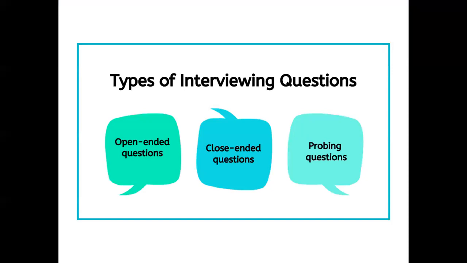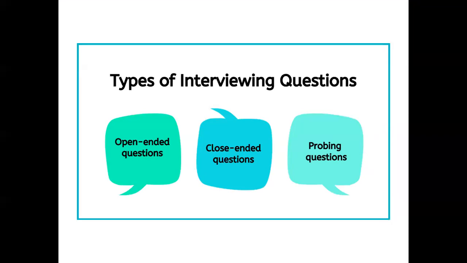Okay. Now some types of interviewing questions. So usually we have three types of interviewing questions. One is open-ended questions. Second one is close-ended. So we know the difference between open-ended and close-ended questions. Open-ended questions are where the interviewee can reply in a statement. He or she can give us a statement.